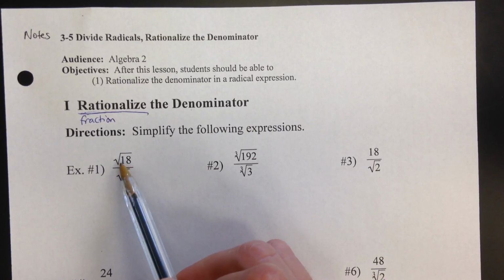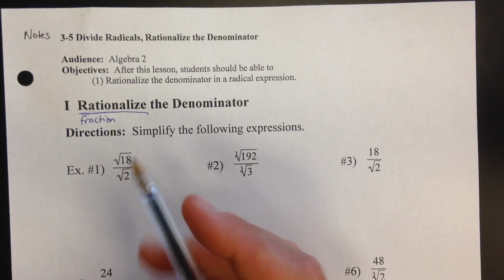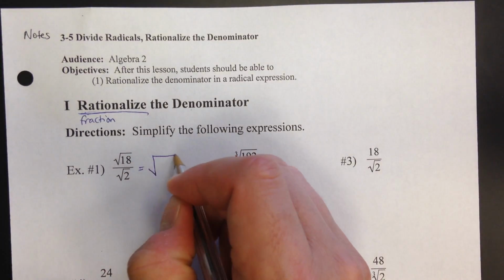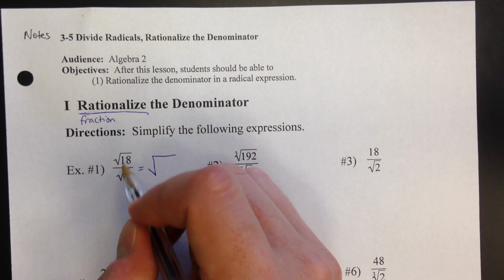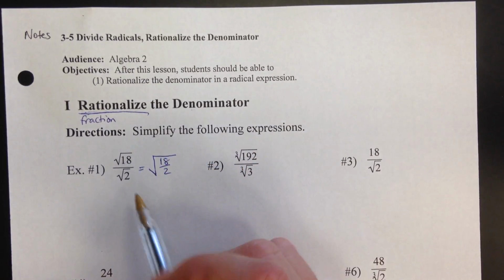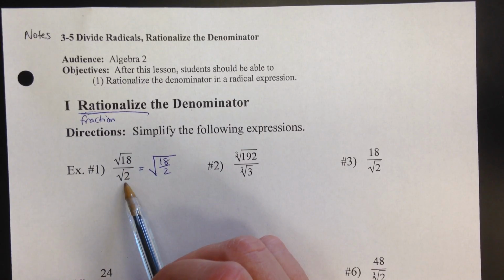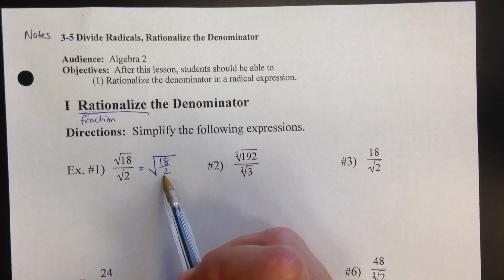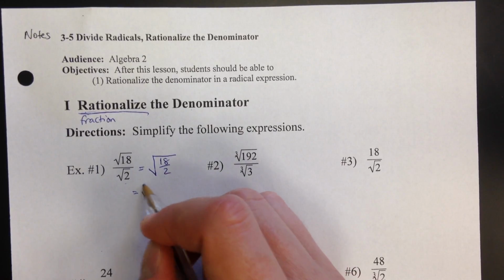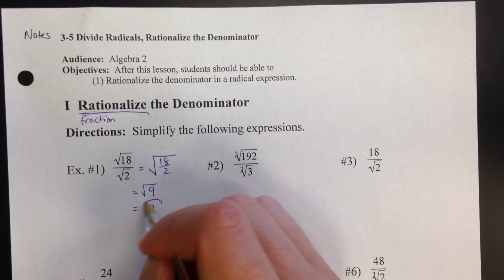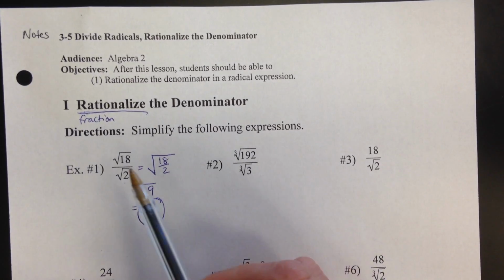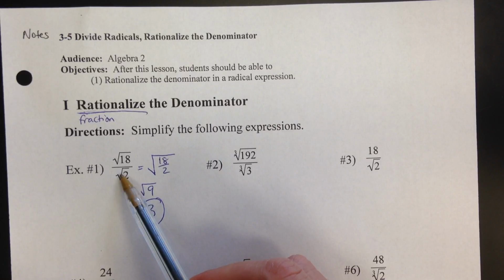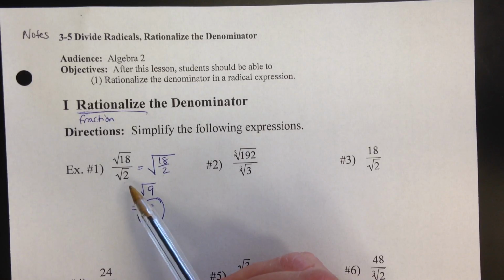Number one, if you divide a radical by a radical, and in this case they're both square roots, you can write that as one big square root of a fraction, 18 over 2. So the square root of 18 divided by the square root of 2 is the same thing as the square root of 18 over 2, which is the square root of 9, which we can simplify to 3. Now you can only do this if it's the same index. So you could do cube root divided by cube root, or fourth root divided by fourth root. You can't do it if it's, say, a square root divided by a cube root.